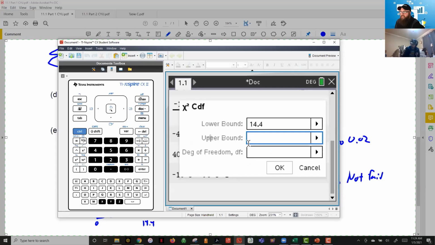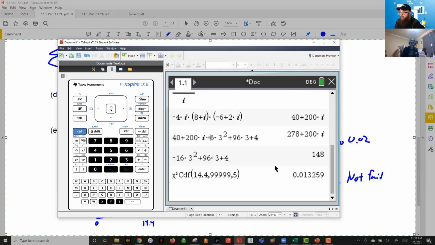For the upper bound, again, that's positive infinity, right? It's going to go all the way to God knows where. Easiest thing, I just type in there a few 9s. Throw a bunch of 9s in there. That's a pretty big number. It'll be good enough. And then degrees of freedom, of course, we've already calculated that as being 5. Our categories minus 1. So we had 6 minus 1, which gave us 5. And with that, that gives us a p-value of 0.013259.